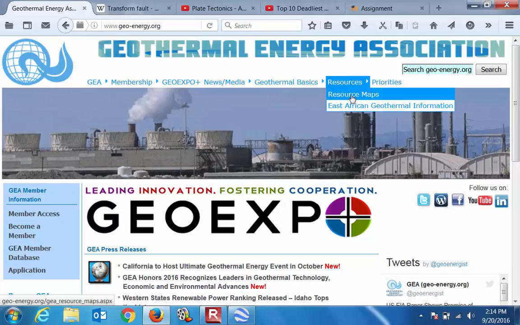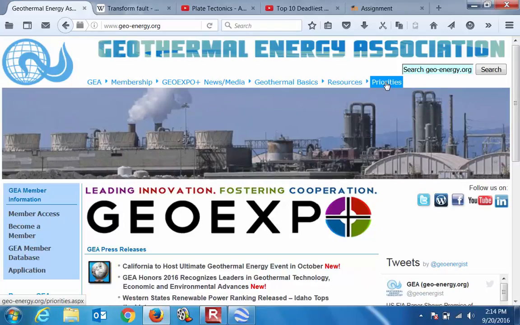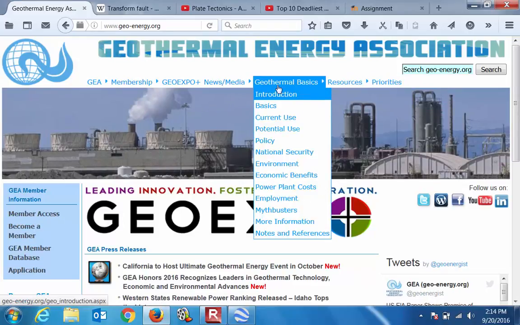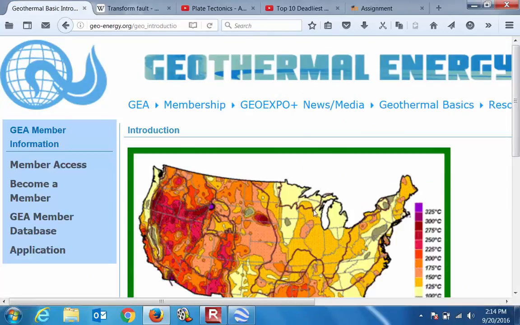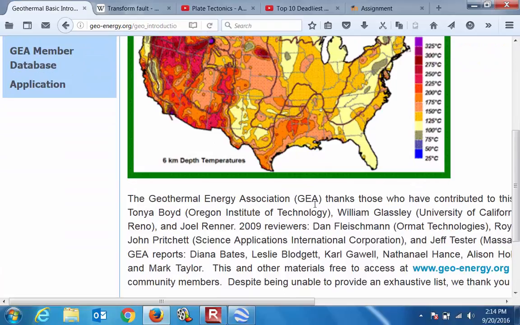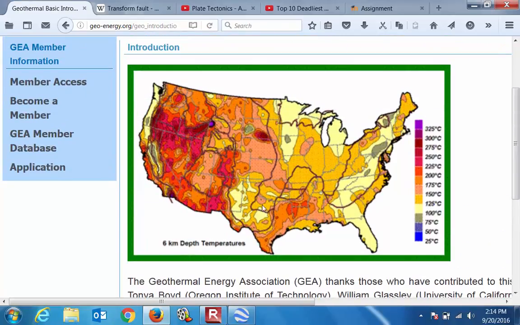And then the actual resource maps. Let's take a quick look at the introduction that these guys have. So Gary, your question was about temperatures, and this is a thermographic representation of the United States. You can see here 325 degrees centigrade is purple. Look at that, right there at Yellowstone. So all the way down to 25 degrees centigrade. Don't see much of that blue.